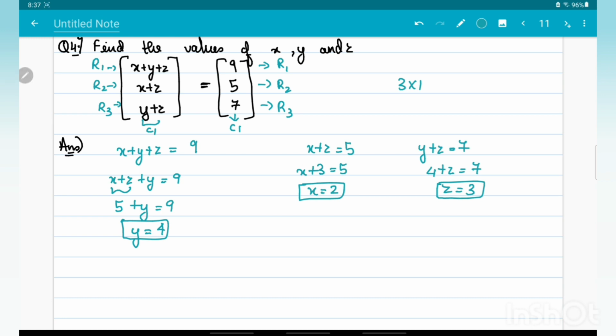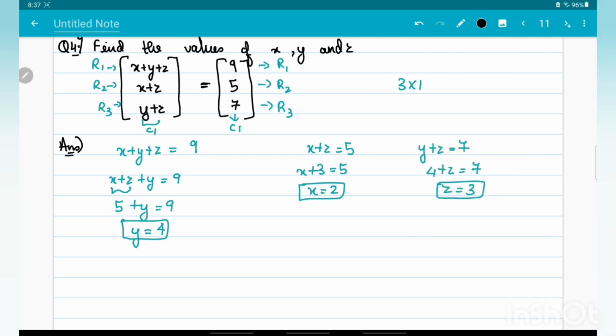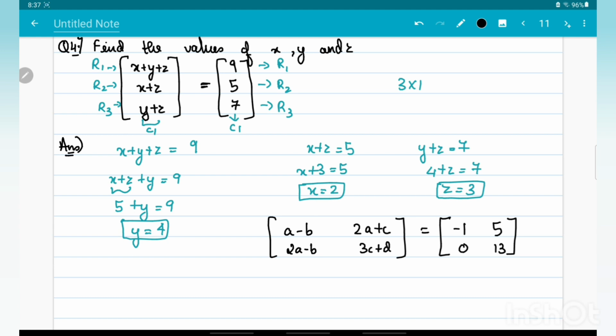Suppose I take one more matrix, for example, because these types of questions usually come in exams. Suppose I take this matrix: a minus b is one element, 2a plus c is one element, 2a minus b is one element, and 3c plus d is one element. This matrix is equal to the matrix minus 1, 0, 5, 13. If you see, both the matrices are of order 2 by 2. Both the matrices are equal and you're supposed to find the elements a, b, c and d.